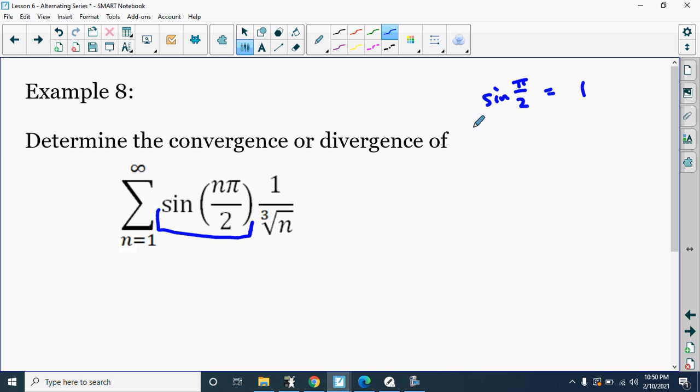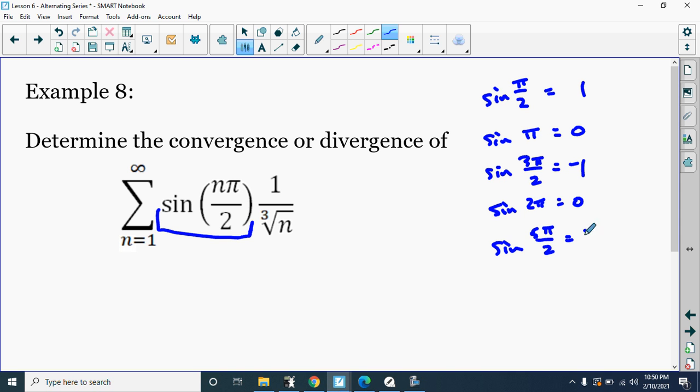If I plug in 2, I get sine of 2 pi over 2, sine of pi. So my second term is 0. If I plug in 3, I get sine of 3 pi over 2. That's negative 1, and then I'm getting sine of 2 pi. That's 0. Sine of 5 pi over 2 is 1. So if I listed out all the terms, notice my first term is 1 over cube root of 1.